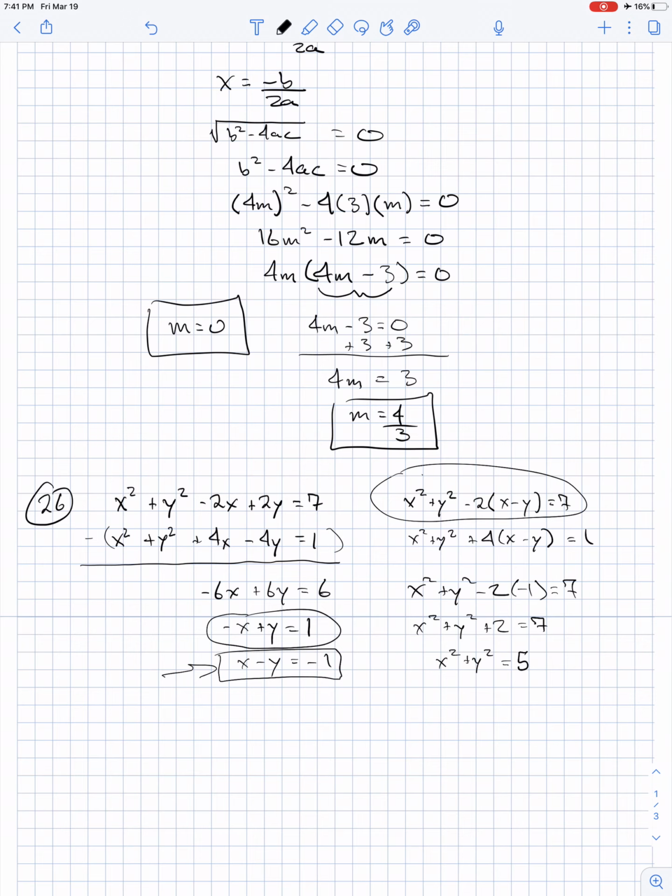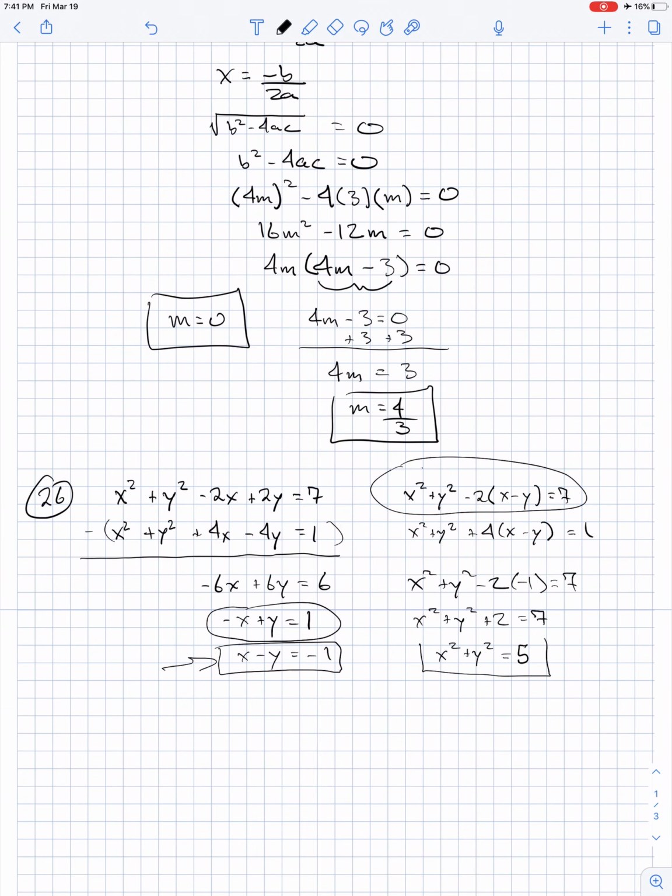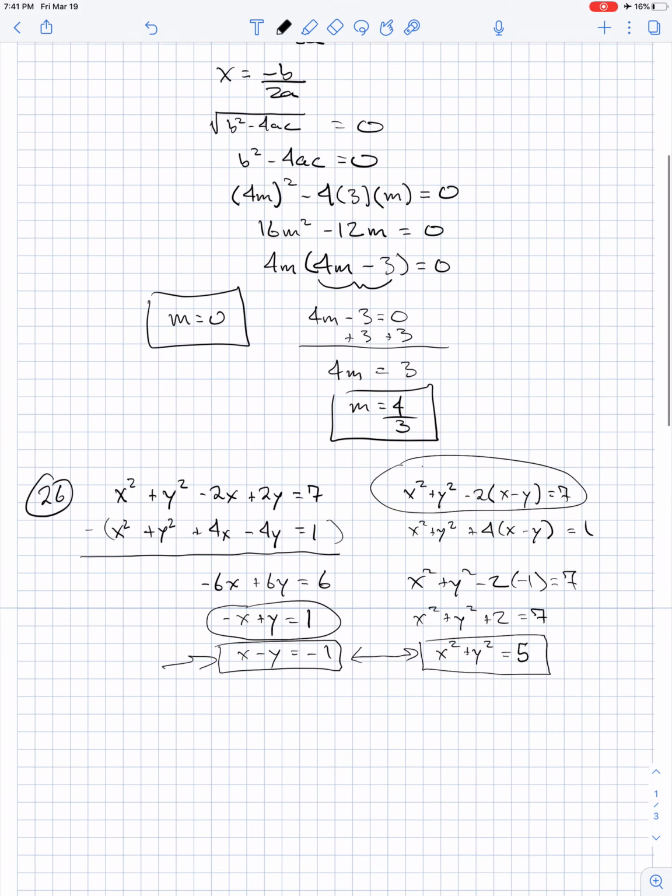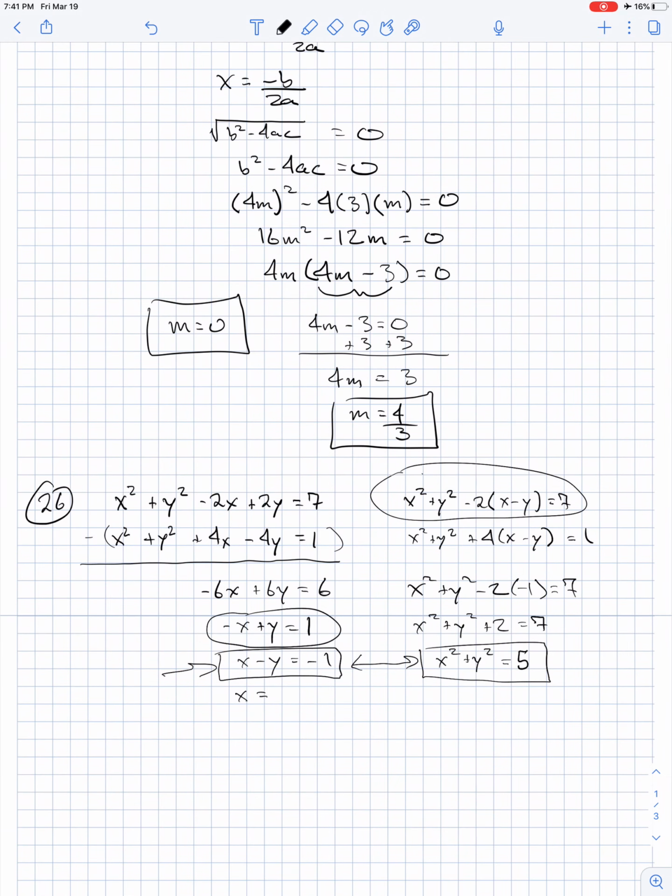Okay, now we have two equations with an x and a y in it, these two guys. And what I'm going to do is solve for x and use substitution here. So taking this equation, I could say that x equals negative 1 plus y. And then I'm going to substitute that into the second equation over here. So we know that negative 1 plus y, squared, plus y squared equals 5.